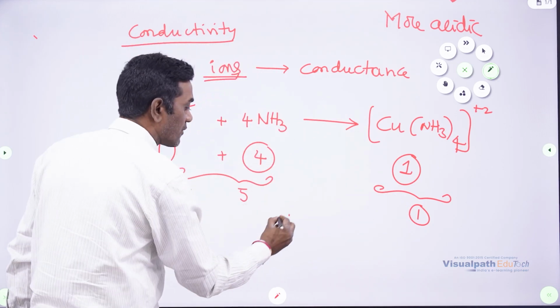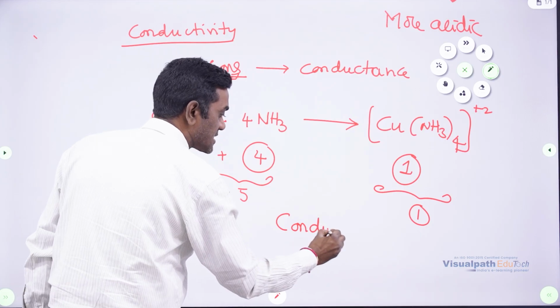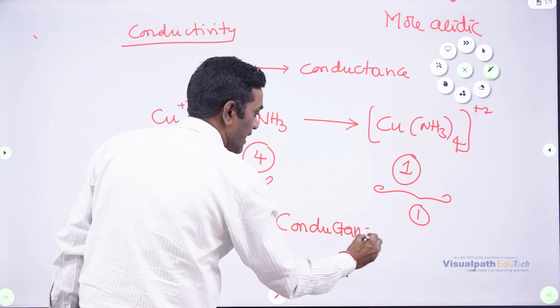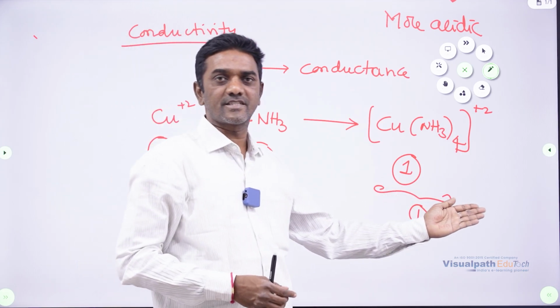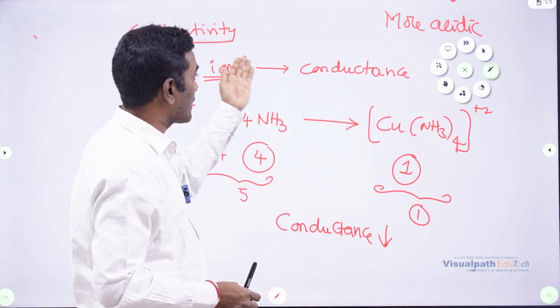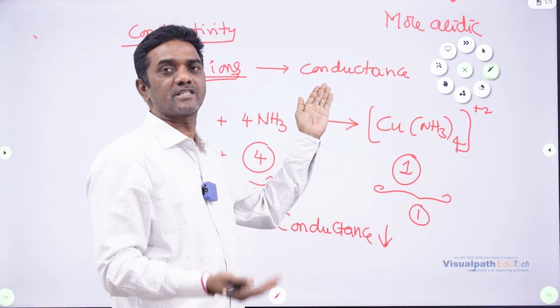That means what will happen to conductance? Conductance is proportional to number of ions. Conductance will decrease. Why? Because the number of ions decreased. It is directly depending on the number of ions. More is the number of ions, more is the conductance.